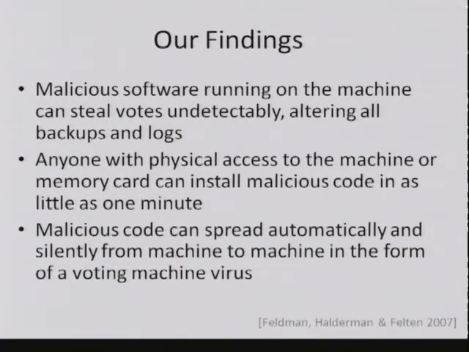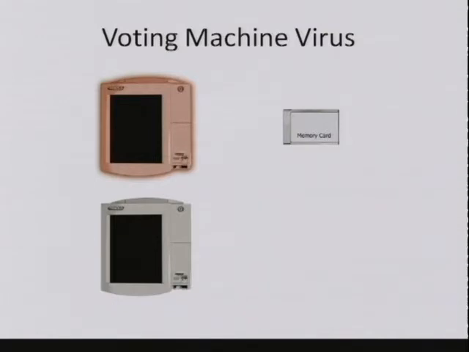All right. Our third finding in the study was that the malicious code can spread automatically and silently from voting machine to voting machine in the form of a voting machine virus. And we made a prototype voting machine virus that would spread from voting machine to voting machine on its own once you infected one machine or one memory card. So you imagine that you have, on this slide, an infected voting machine up on the top and a non-infected one on the bottom.